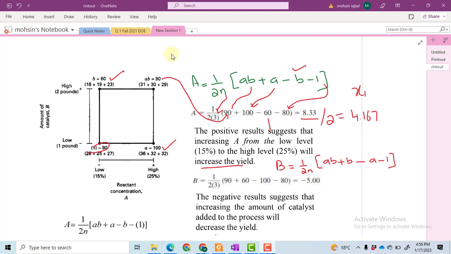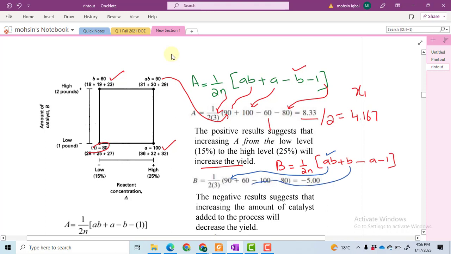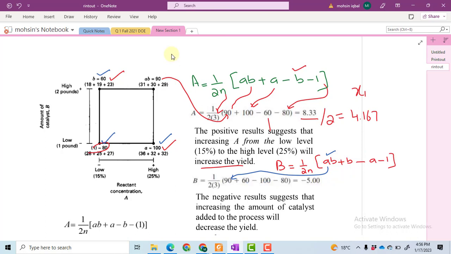Now, in order to calculate the effect of B, let me write the formula. Again I have picked the same values. ab is 90, b is 60, a is 100, and this one is 80. So all of the values have been put in there. And 3 is the number of replications, as I told you on the previous page.